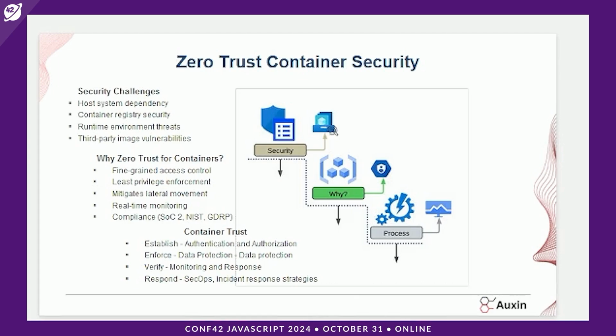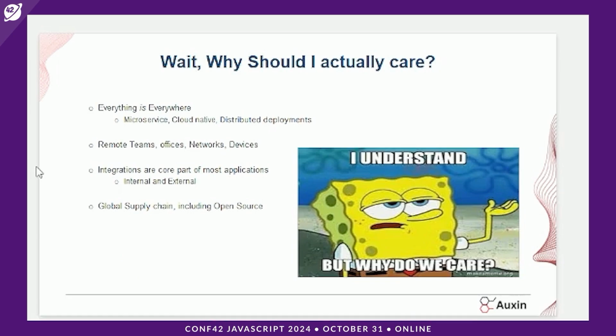Let's move to the next slide. In today's world, everything is everywhere. We are no longer in an era where applications or services are neatly contained within a single data center. Modern architectures are distributed. We have microservices, cloud-native applications, and geographically distributed deployments. All of these factors add complexity and increase the attack surface, making security more challenging.